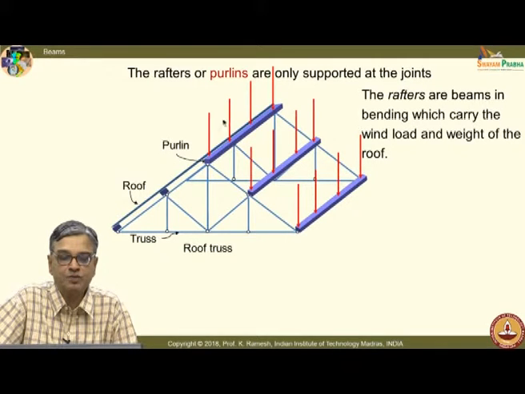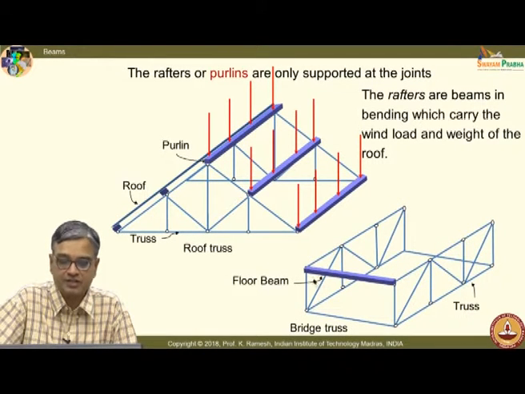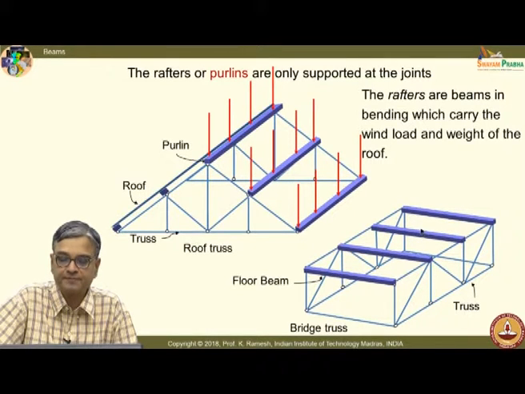You have the beams used in a roof truss. They are also used in a bridge truss. I have what are known as floor beams. They are again supported only at the ends. They are very simple to analyze.